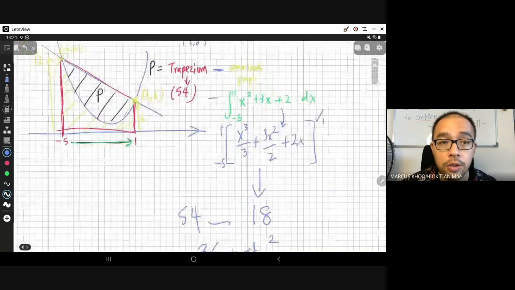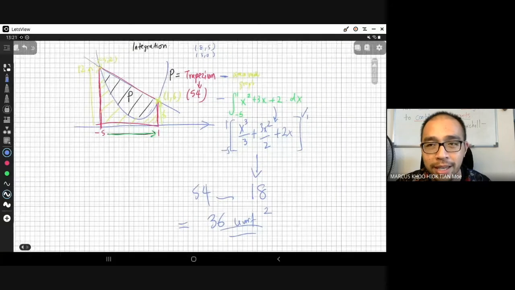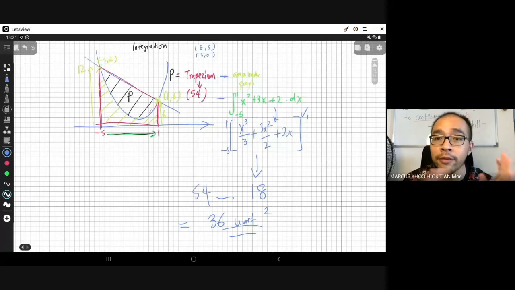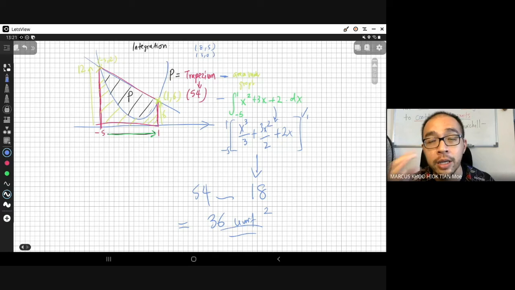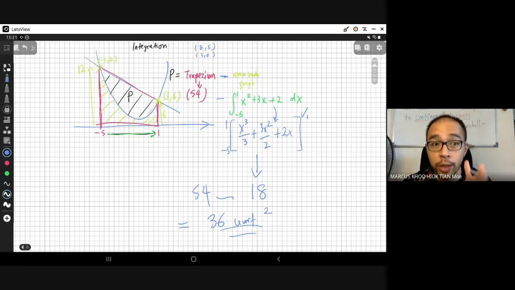Okay, so for those of you who are still following me until now, remember that the area question is usually one fixed shape minus the area under the graph. Okay, for those of you who are ultra advanced, if you want to do both in terms of integration, you can actually do it.